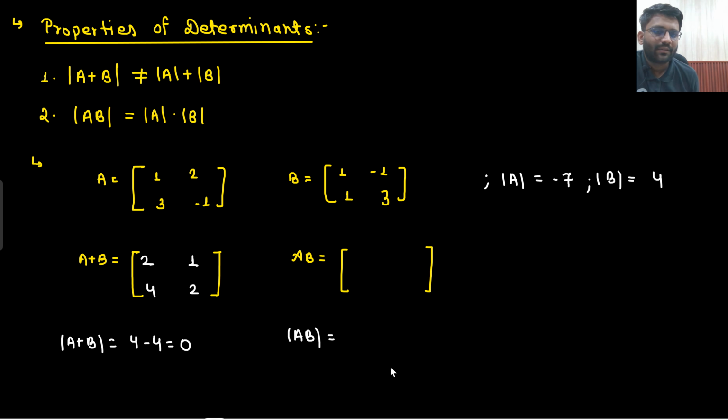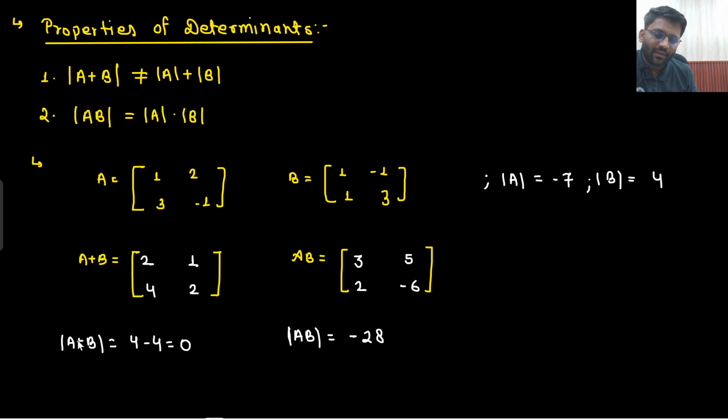And what is AB? A into B. So 1 into 1, 2 into 1, 3. 1 into minus 1, 3 into 2, 6. 3 into 1, minus 1. So 2. Minus 3 and minus 3, minus 6. There you go. Okay. So what will you get? What is your determinant of AB? So minus 18 minus 10, that would be minus 28.